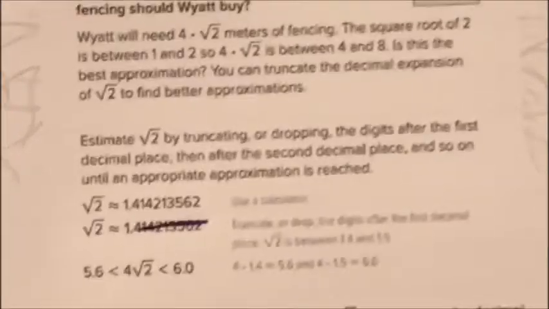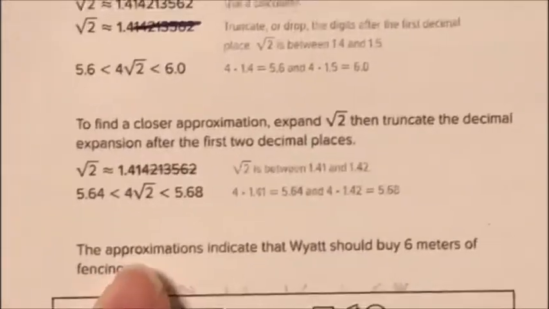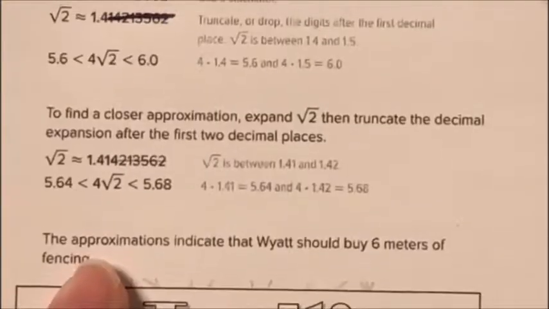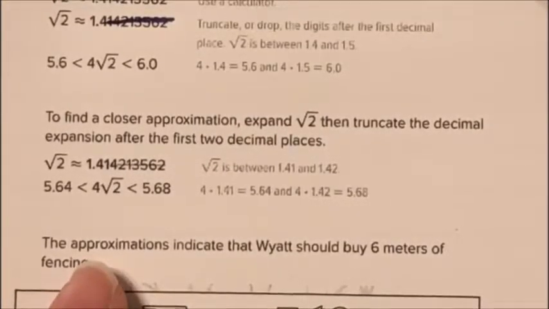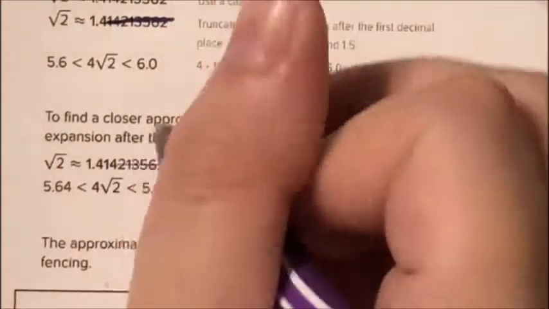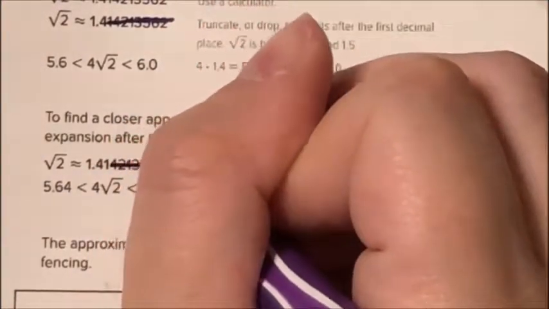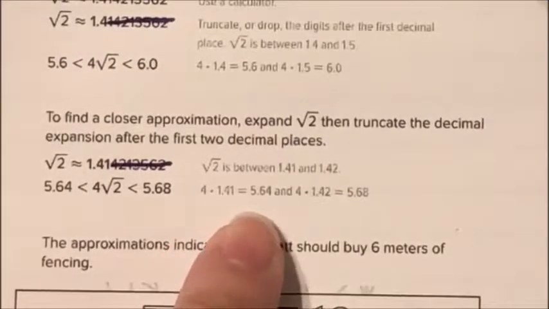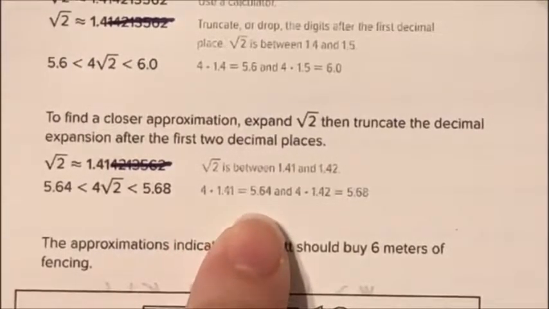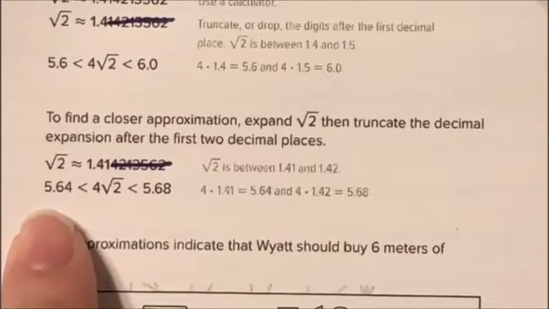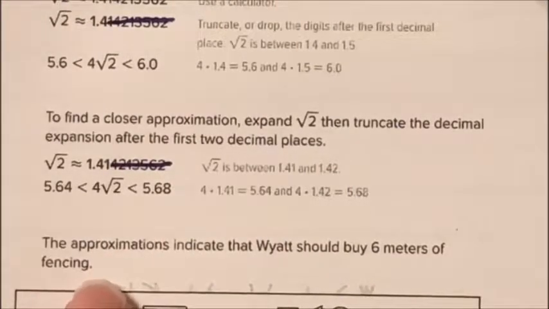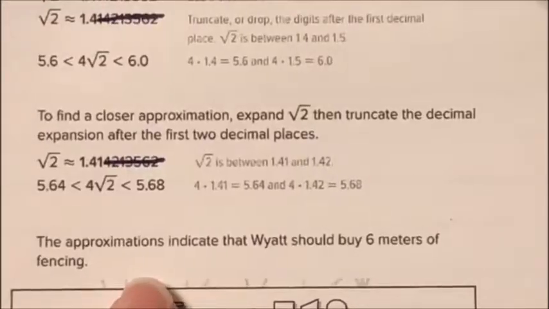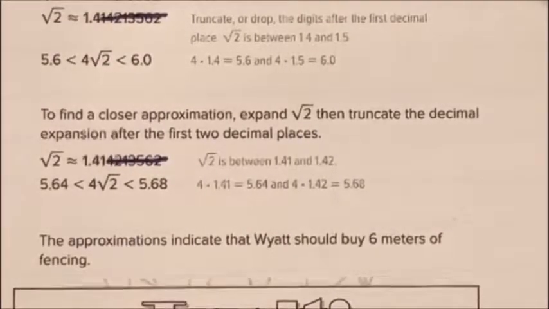So if I wanted to find an even closer approximation, I could expand the square root of 2, then truncate the decimal expansion after the first 2 decimal points. So 1.41. So 4 times 1.41 is 5.64. So I could go between 5.64 and 5.68. So the approximations indicate that Wyatt should buy 6 meters of fencing. Okay?